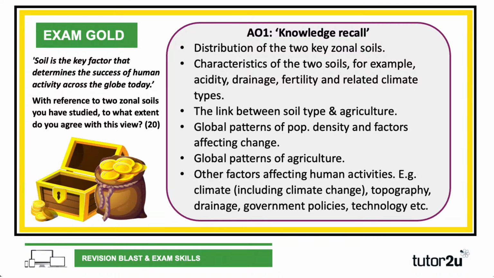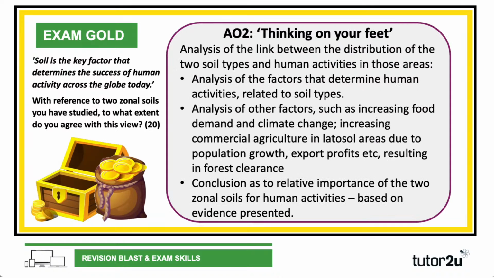So when we look at what we need for the AO2 element, that's the second 10 marks, which I'm calling thinking on your feet, and so does the examiner. It's about applying your knowledge to the context of the question. You're thinking quite quickly about the factors that determine human activities, perhaps which ones are more linked to or determined by soil type. There might be a backwards and forwards relationship there. Thinking about other factors that influence human activities, perhaps demand, perhaps climate change, and trying to analyze all the way through.